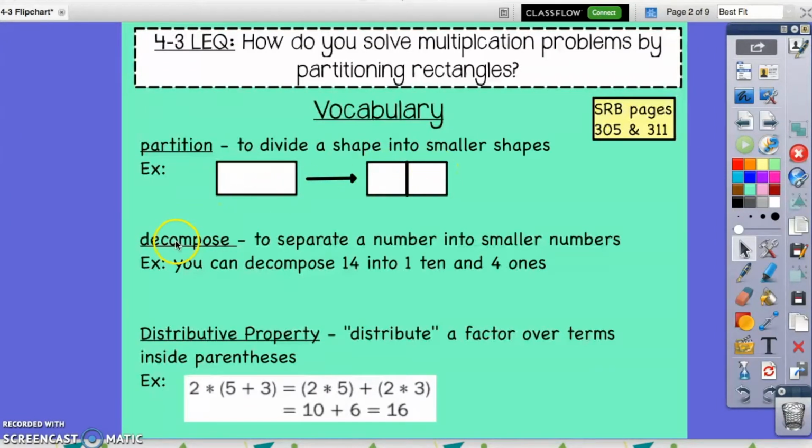Our next word is decompose. Decompose means to separate a number into smaller numbers. For example, I can decompose the number 14 into 1 ten and 4 ones.